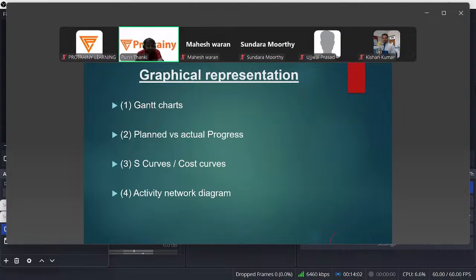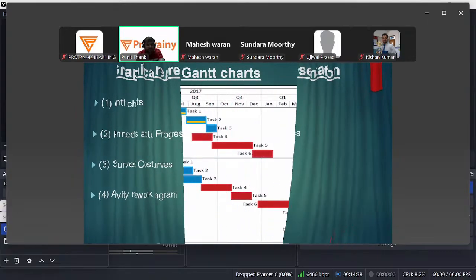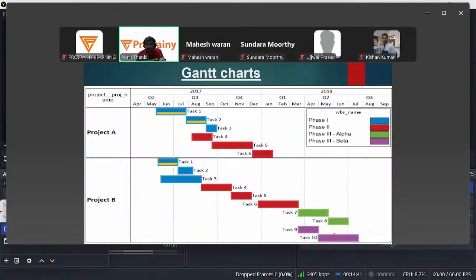As I told you, representation is very important in terms of graphical representation. So with the help of Primavera, which kind of graphical representation is possible? Gantt chart, which is a graphical representation. Planning versus actual: what we planned during the planning stage of the project, before executing it, versus the actual progress report, can be generated with the help of Primavera. S curve, cost curve. We can say S curve is a cost curve. Activity network diagram. See, this is the Gantt chart: phase 1, phase 2, phase 3, alpha, beta. This is the Gantt chart view.